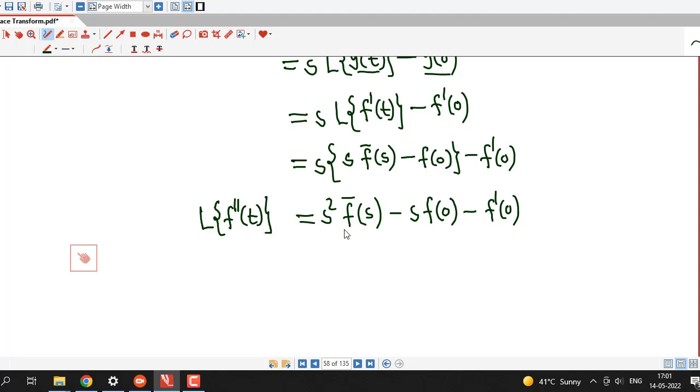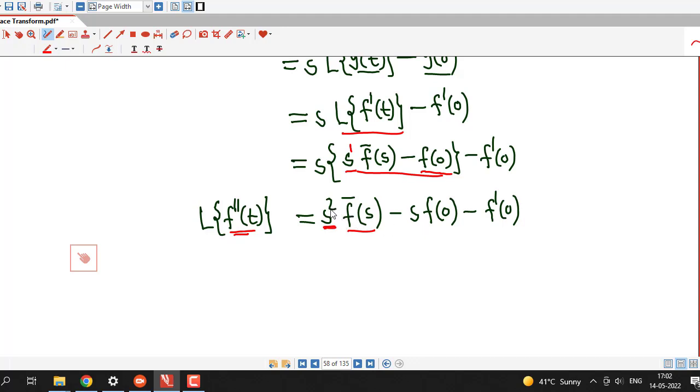So we can understand the pattern. Laplace transform of f dash t is s into f bar s minus f of 0. So if we have first derivative, we have first power of s multiplied with f bar s, and then power of s is decreasing. So in the next term, power of s is 0, that is 1. Similarly, here we are having second order derivative. So f bar s is multiplied by s square, then power of s is reduced by 1.